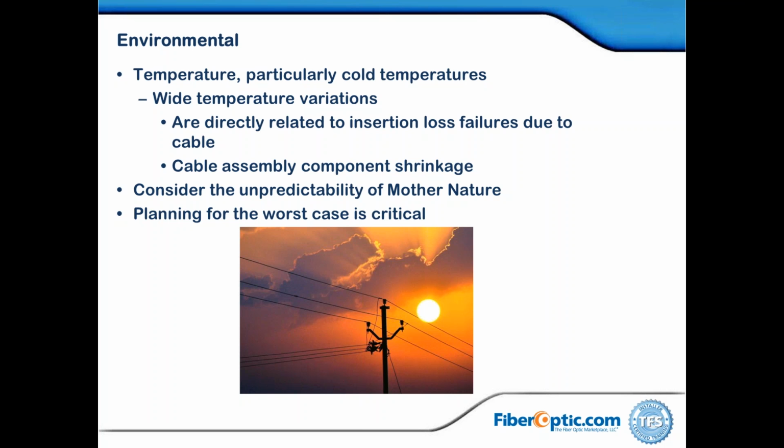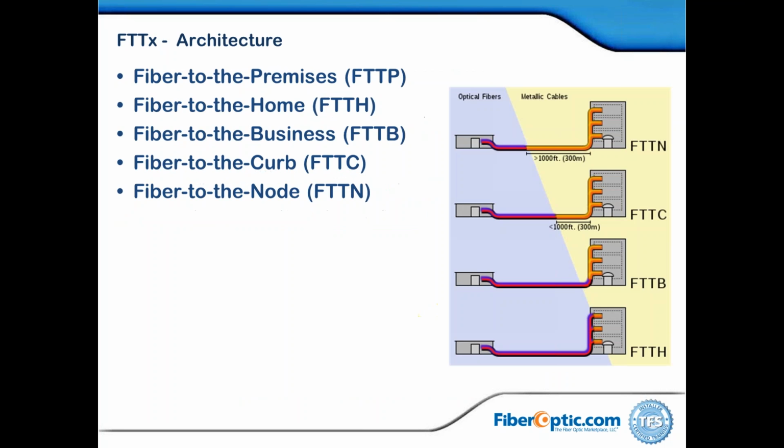And by this, I'm pretty much talking about the environment of our operating network. So temperature, particularly cold temperatures, can cause a wide variation. And it's all related to losses and failures due to cable and cold temperatures, and cable assembly shrinkage. And since most of a fiber cable is probably 90+% plastic, it does have an impact in extremely cold temperatures. And of course, Mother Nature and planning for the worst case.